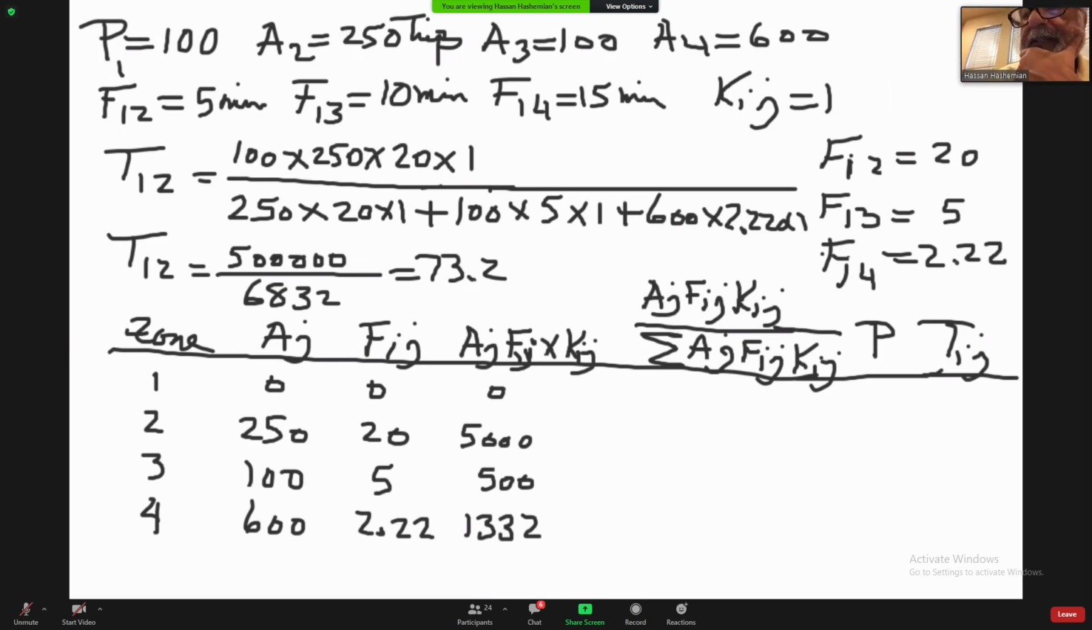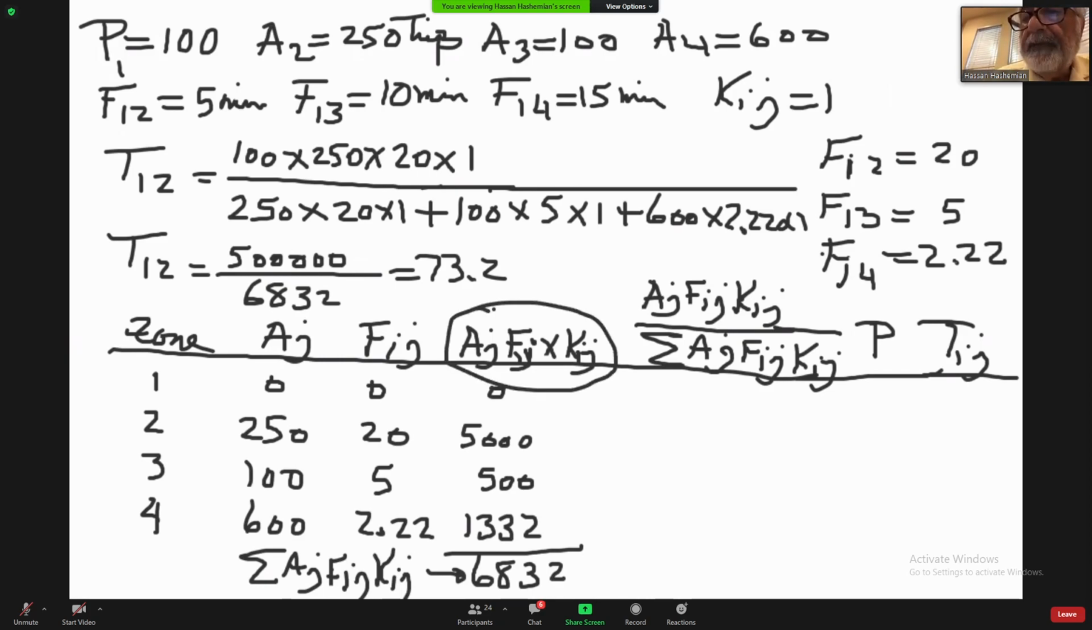Now that you multiply these two columns and you have it, if you add these together, because the denominator is the summation of Aj, Fij, Kij, if I add these three numbers plus the 0, you get 6,832. And what is this? This is the summation of Aj, Fij, and Kij, correct? Adding this column gives you that.